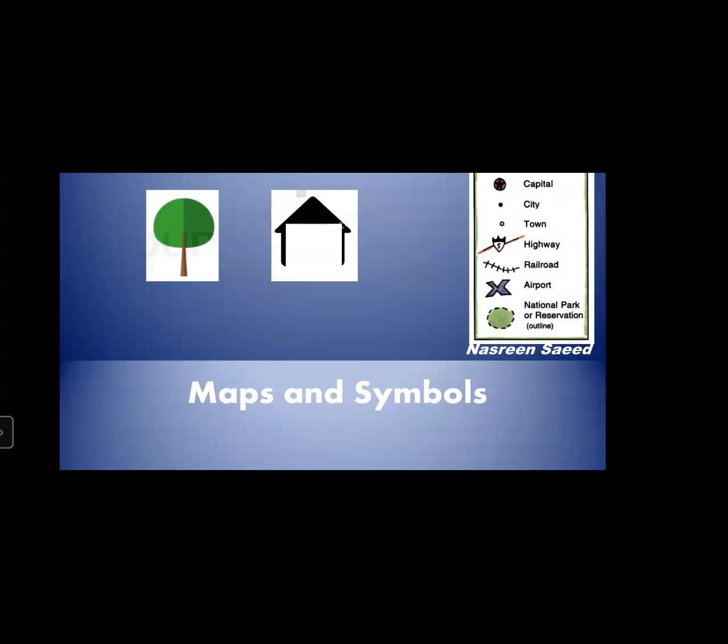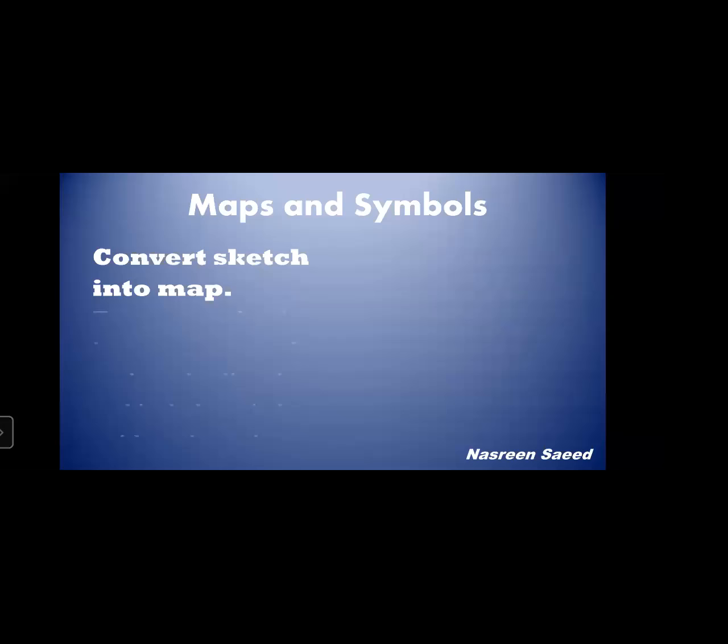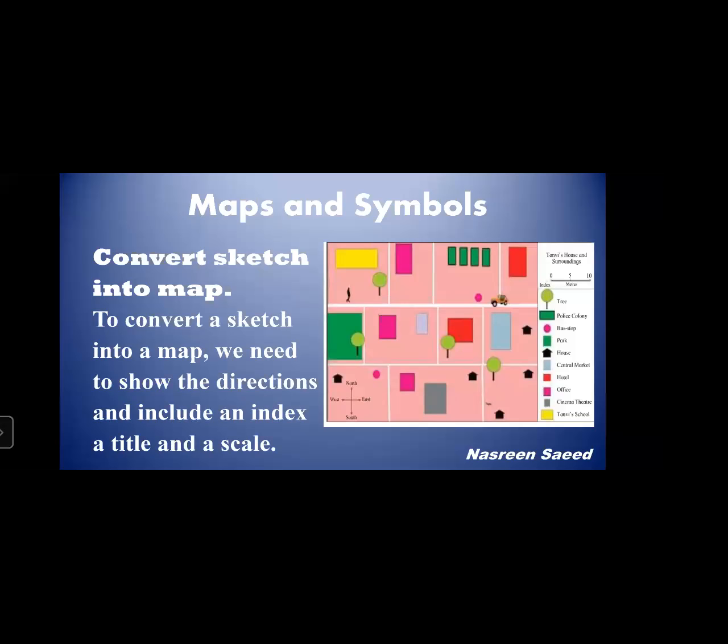Now to convert a sketch into a map, we have to show the directions. This way we have to make a compass rose to show the directions. Then we have to show the index.